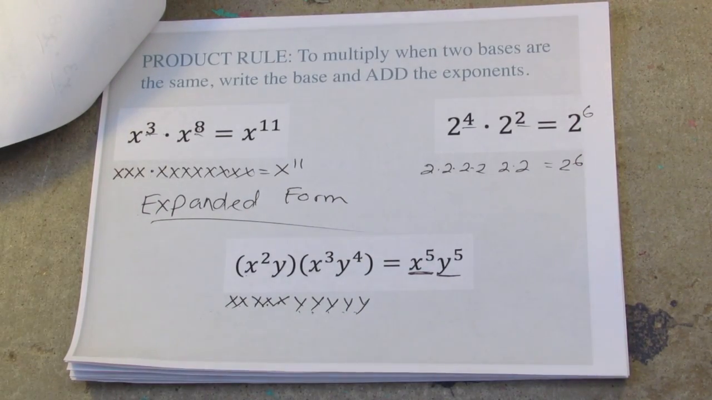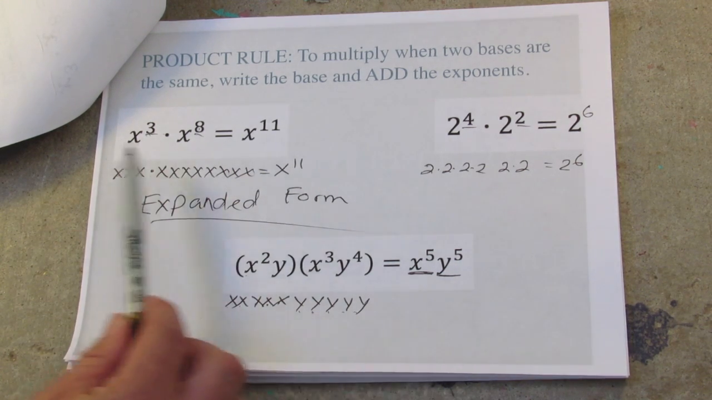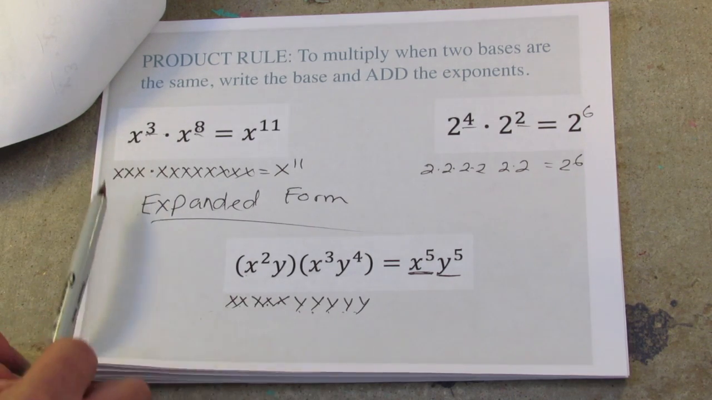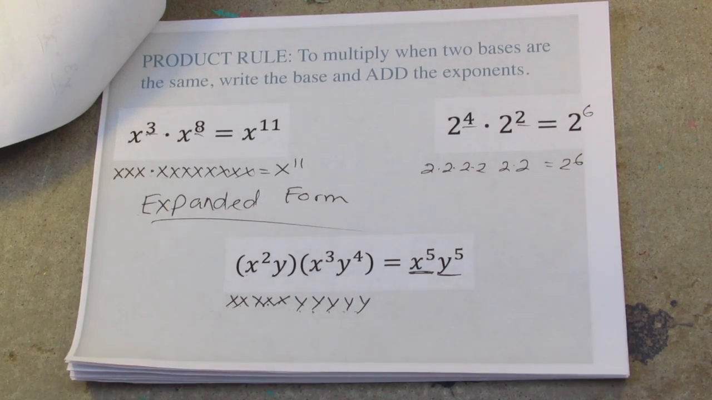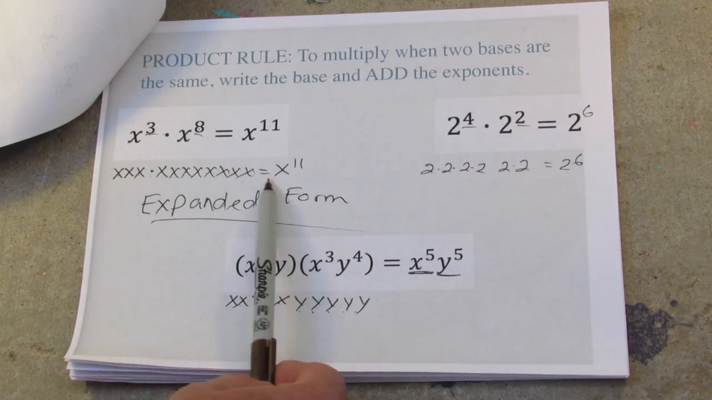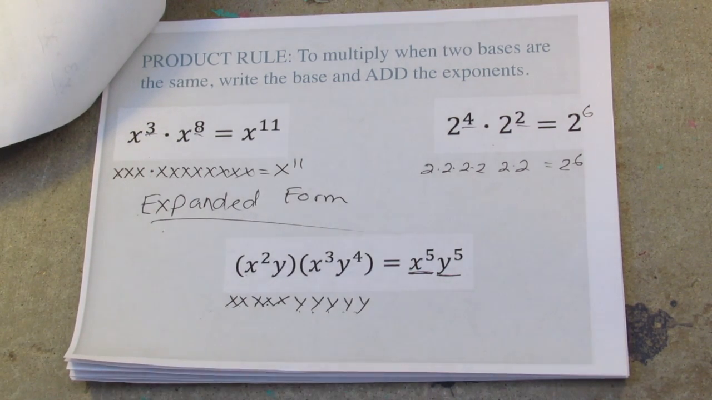Another great strategy is to expand it, and that helps you understand why you add them, or helps me understand. Hopefully it helps you too. So if I take x to the 3rd power and I write it x times x times x, and then I take x to the 8th power and write 8 x's, I'll notice that there's x times x times x, 11 of them there, x to the 11th power. So expanded form is a real easy way to make sure you get them right.